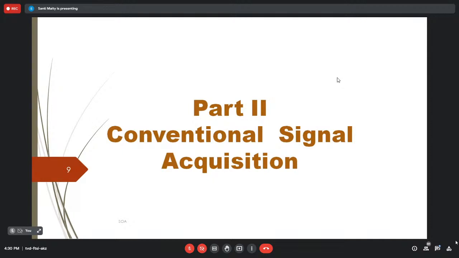Now, the digitization process involves two things. One is sampling, the other is quantization. But prior to that, I will make an introduction. What does the word signal mean? A signal is nothing but a mapping. A signal is mathematically a function. So as it is a function, there will be some independent variable and some dependent variable, which is the function.